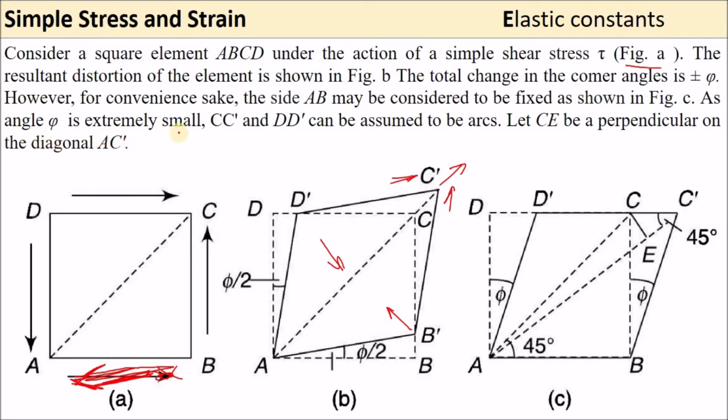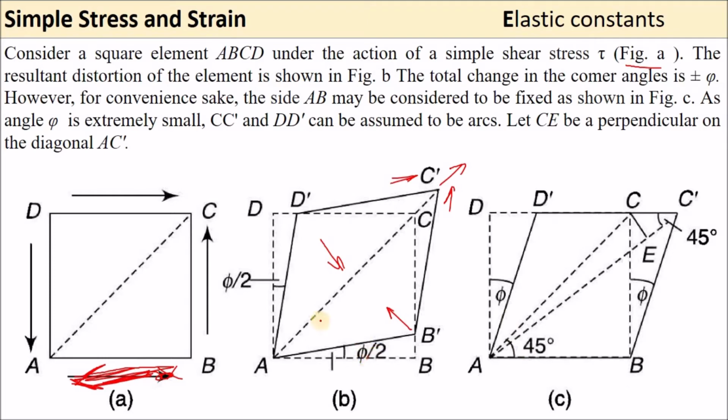Angle phi is extremely small, so CC dash and D dash can be assumed to be arcs. Let CE be perpendicular on the diagonal AC dash. If this is free, the body will deform in this way. If we assume that AB is fixed and we apply shear stress in this direction, it will be deformed in this way. Only to solve the problem, we write it this way.